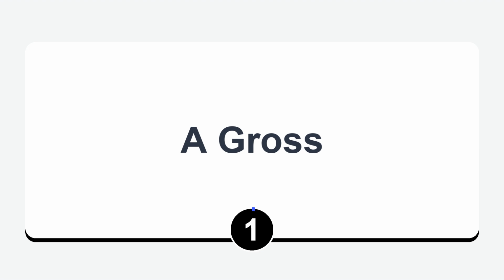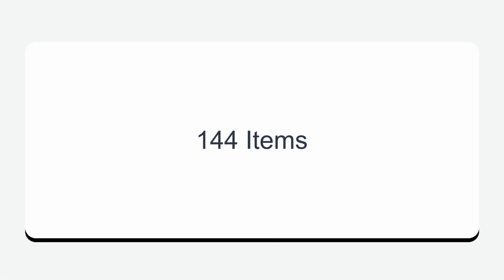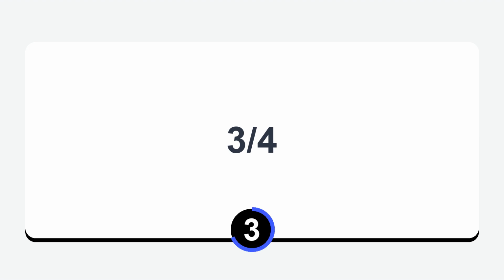Right triangle, number 2: 6, 8, 10. A gross is 144 items. 3/4 is 75%.